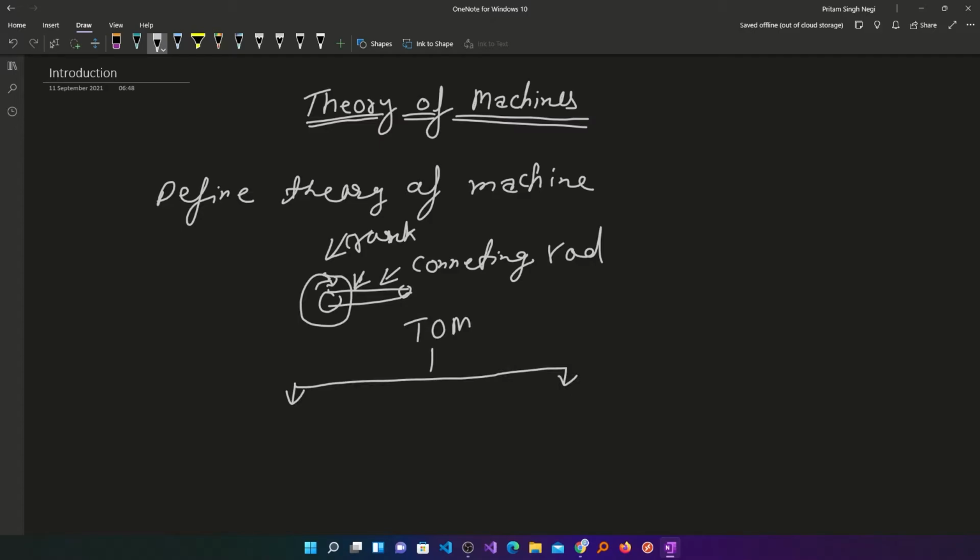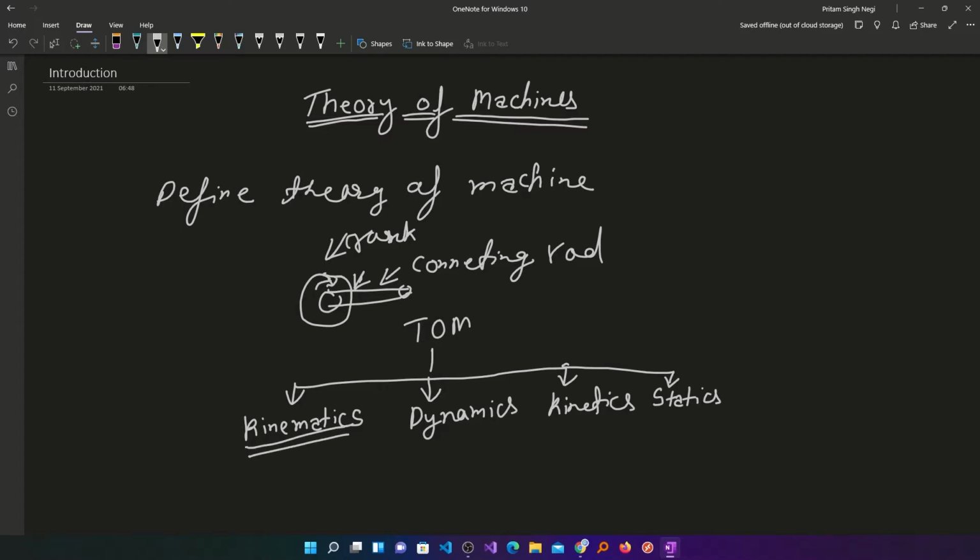For example, kinematics, dynamics, kinetics, and statics. So let's try to understand what kinematics is. Kinematics is the branch of theory of machine which deals with the relative motion of various parts of a machine. However, in kinematics, we do not consider force. We study the motion, but we do not consider force.